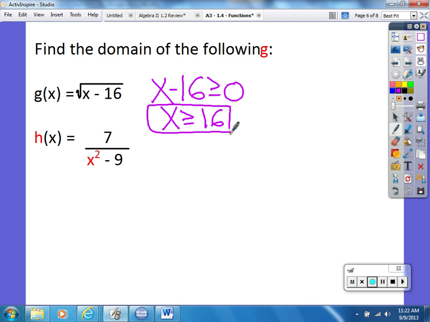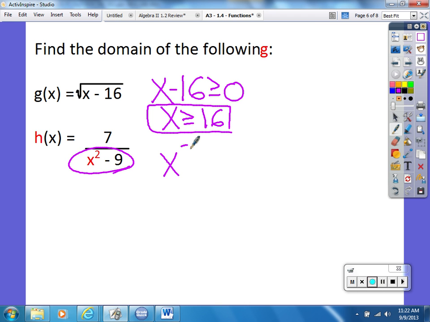Shouldn't it be x has to be greater than 16, because 16 minus 16 is 0? And can you take the square root of 0? Well, I don't think so. What times what would be 0? So I'm actually allowed to do 0 under a square root. Okay, good question. Now on the second problem though, what number am I not allowed down here?